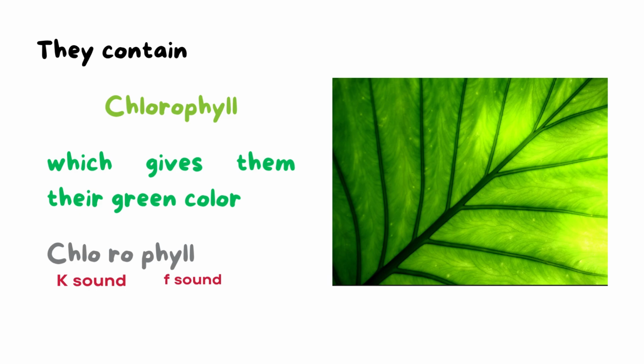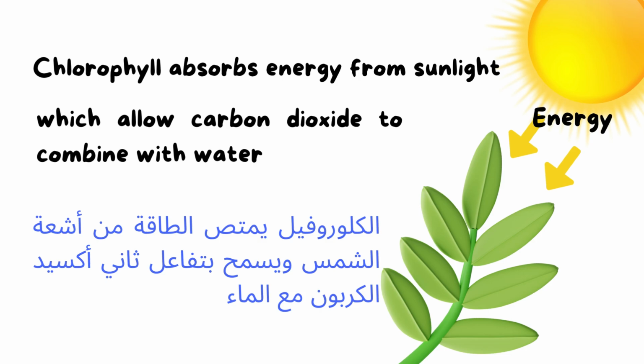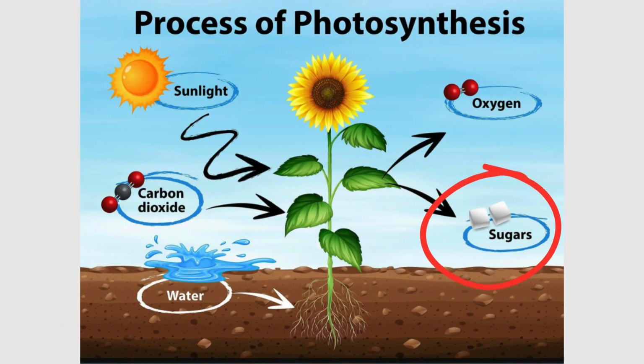So the chlorophyll absorbs energy from the sun, which allows carbon dioxide to combine with water, okay? So chlorophyll absorbs the energy from the sunlight, okay? And this energy is used to allow the carbon dioxide to combine with water, okay? And form the food of the plant, which is sugar, okay?